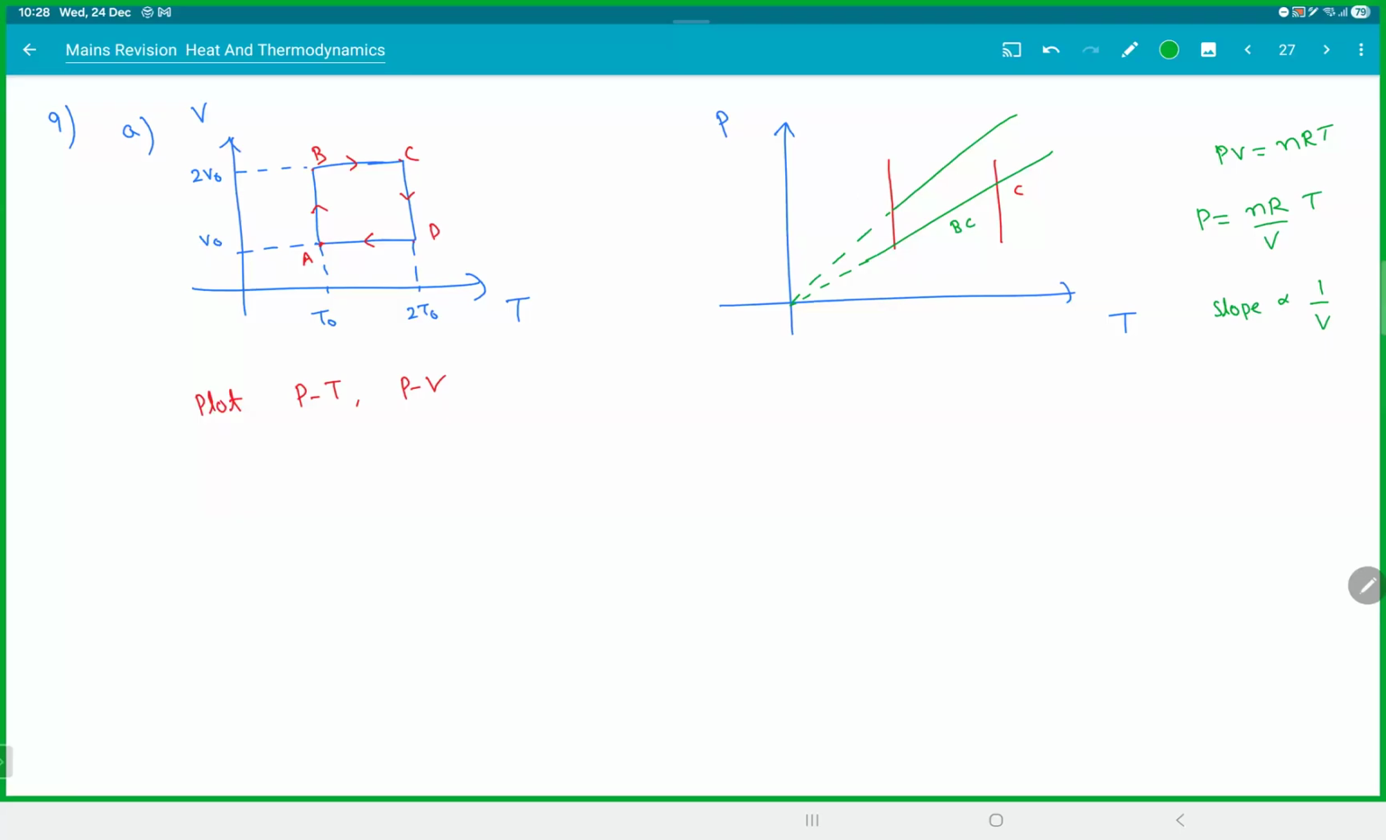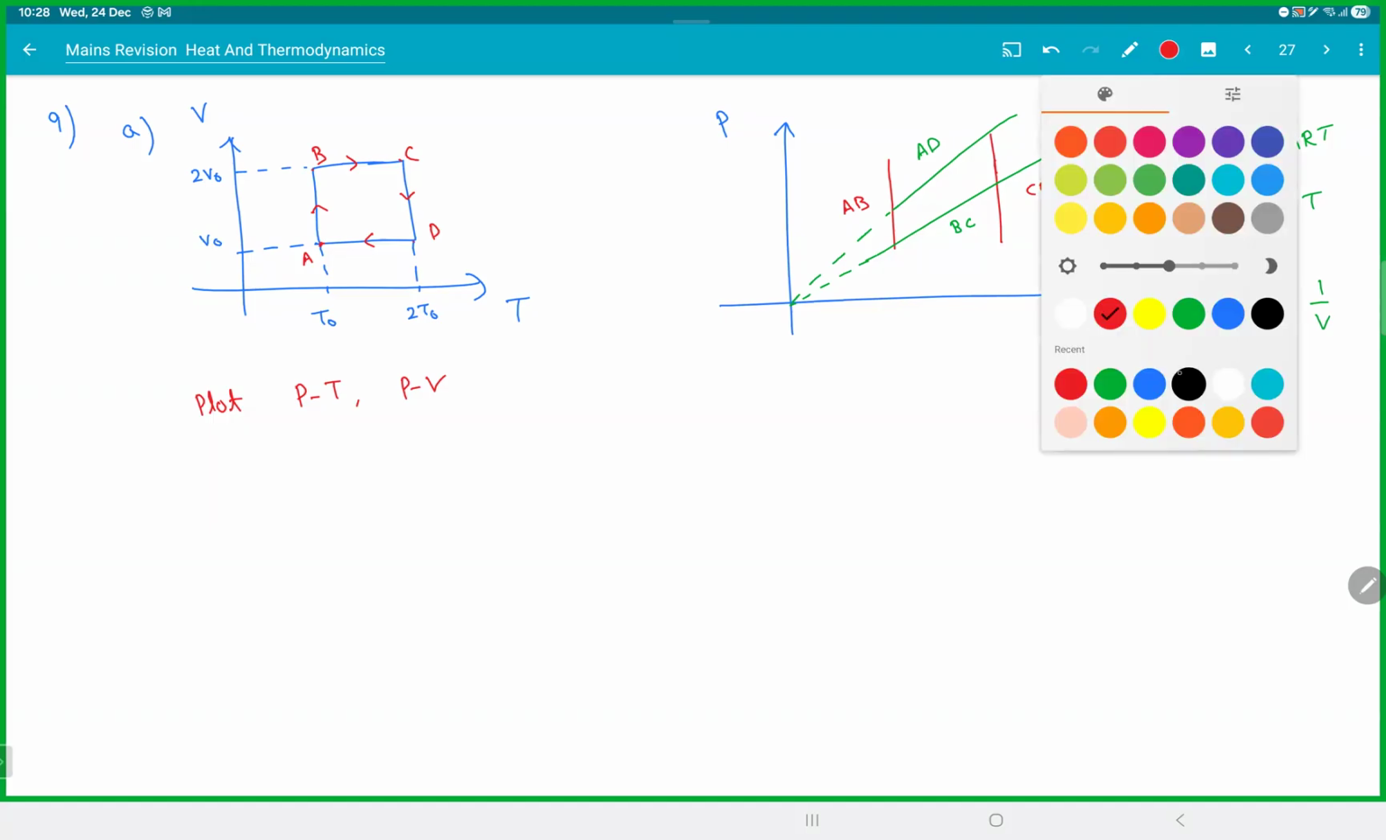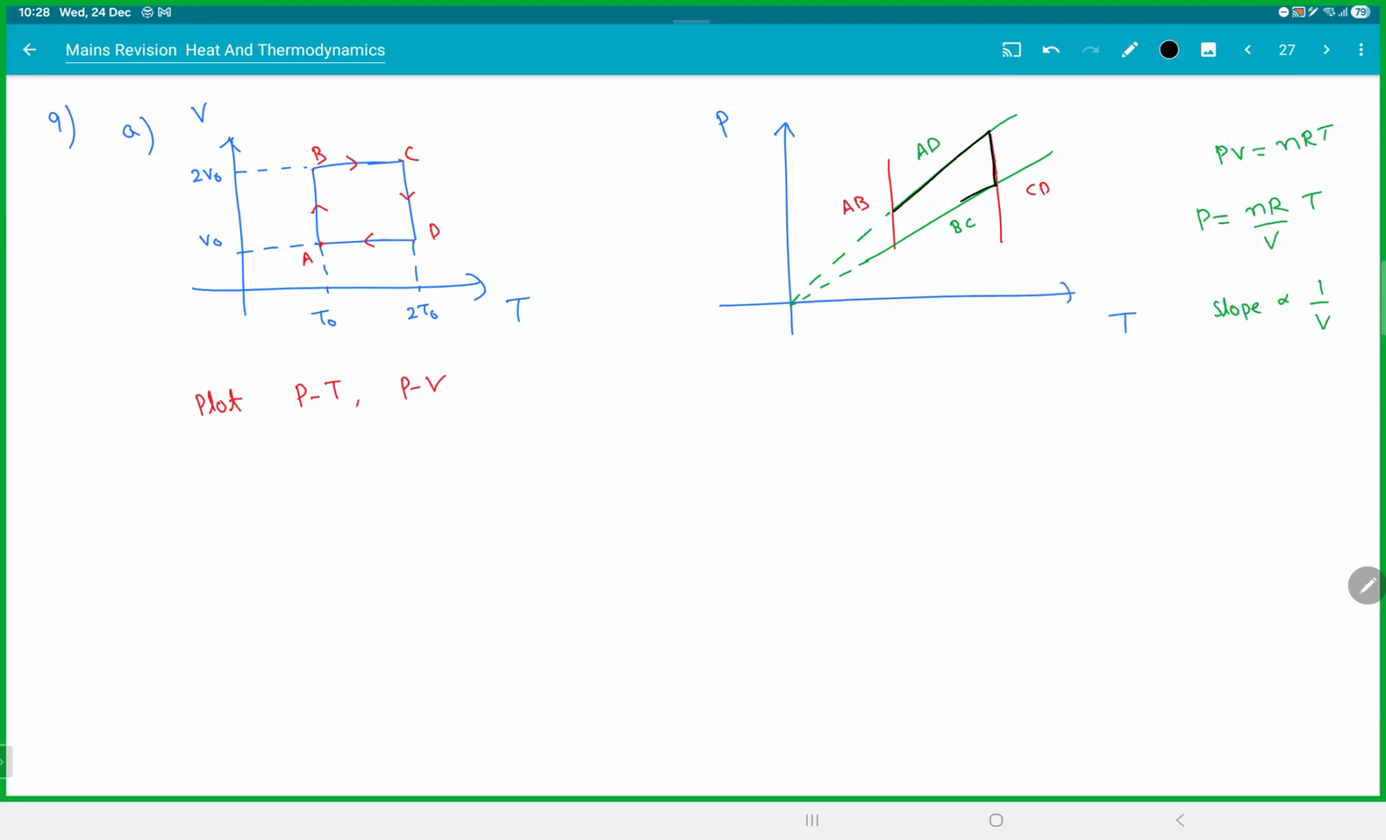I wrote wrong here. Wait. And this must be AD. And the red lines must be AB and CD. There, you're done. So this is the graph. This black one. And this point is A. This point is D. This point is C. And this point is B. So the graph is actually going anti-clockwise. Hope you guys remember these graphs.